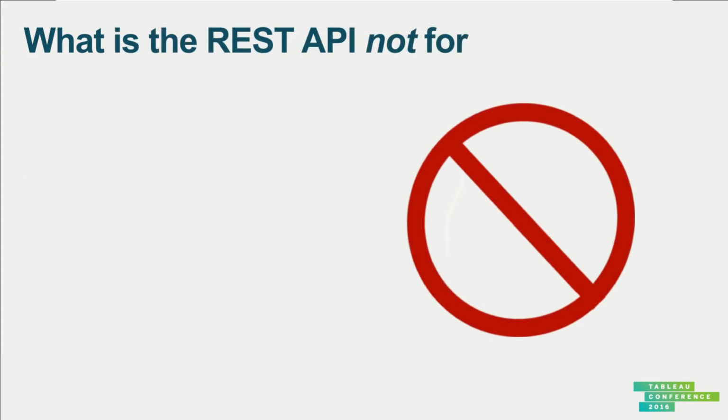Now, I like that rule of thumb because it hints at what the REST API is not for. Some misconceptions about, hey, I heard Tableau has a REST API, and I think maybe I could use it for X. First is server config. So things you do in start, configure Tableau server, like setting up your authentication mechanism and all this stuff. That's not what the REST API is for. And similarly, things in tabadmin. Most of those things you can't do with the REST API.